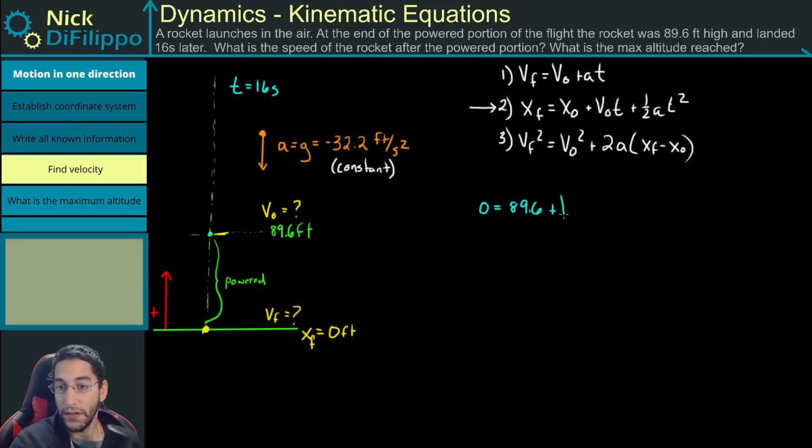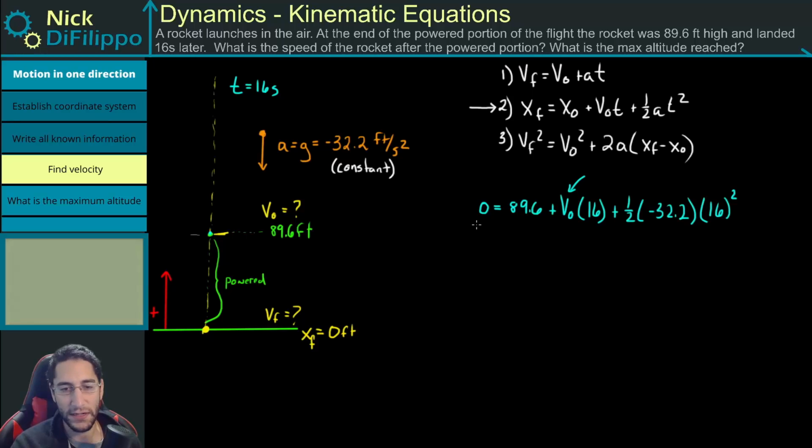I don't know what the initial velocity is. That's what I'm going to solve for. I know the time to go from here to here is going to be 16 seconds. And then plus 1/2 times gravity, which is minus 32.2, times this 16 squared. And now I can solve for this initial velocity.